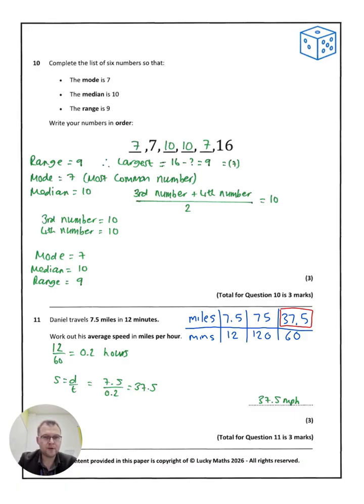If Daniel travels 7.5 miles in 12 minutes, there's a few options here. I've chosen to times that by 10 to get to 120 minutes, 2 hours, and then half that. But I suppose I could have just doubled 12 to get 24 minutes, double 24 to get 48, and then add 48 and 12 together, which would still give you the same answer, obviously, of 37.5.